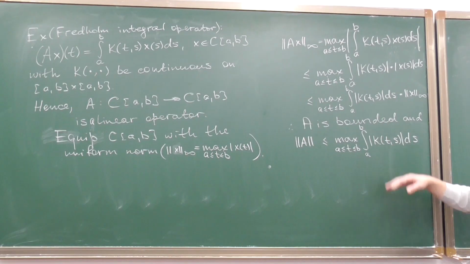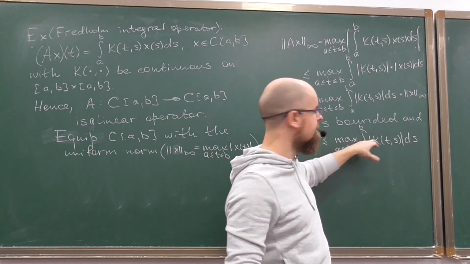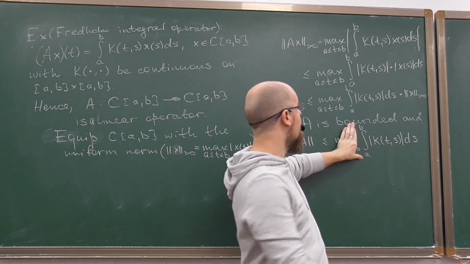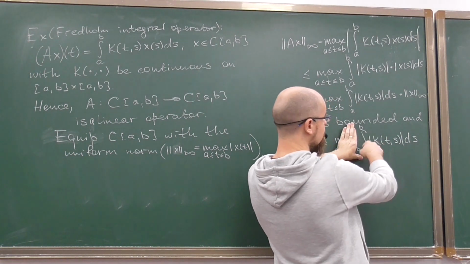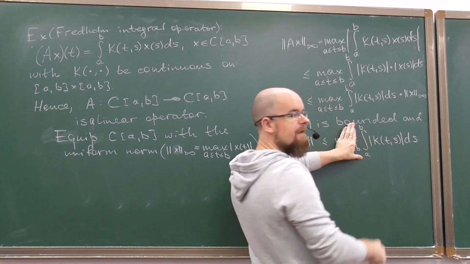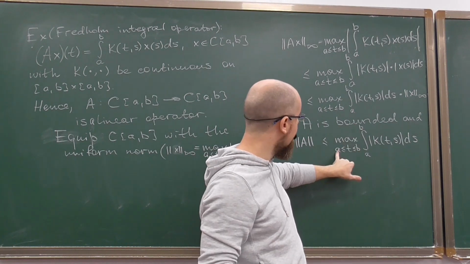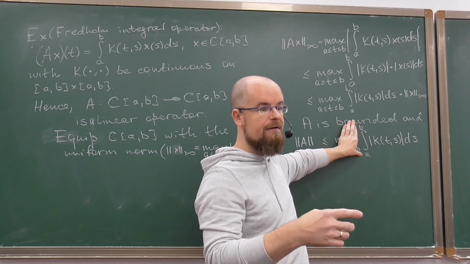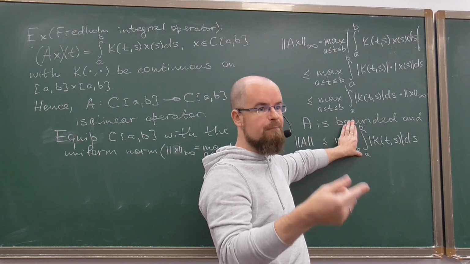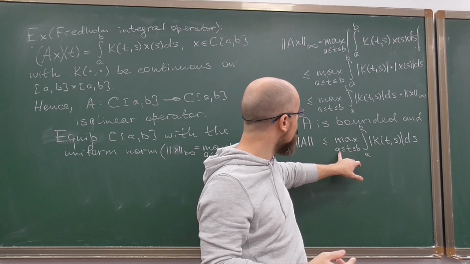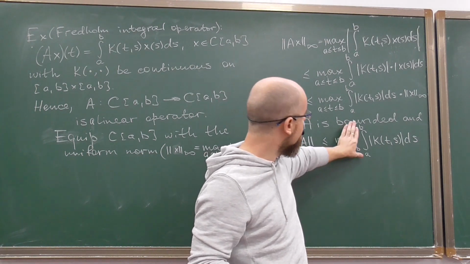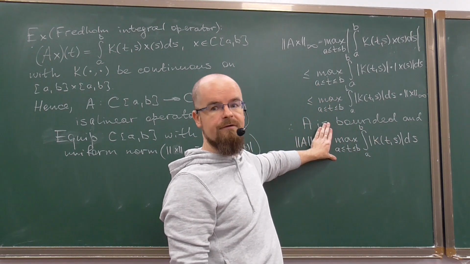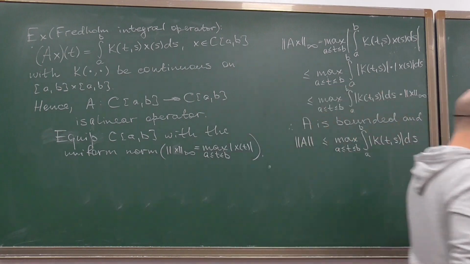So what do we have over here? If we look at the function which stays under the maximum, it is a function of t, and k is continuous, then we take an integral. What we have here is a function defined on the interval [a,b], and this function is continuous on [a,b], which means that it attains its maximum. So there exists a point t0 from the interval [a,b] such that the value of this function at t0 equals exactly this maximum. So let's write this down.